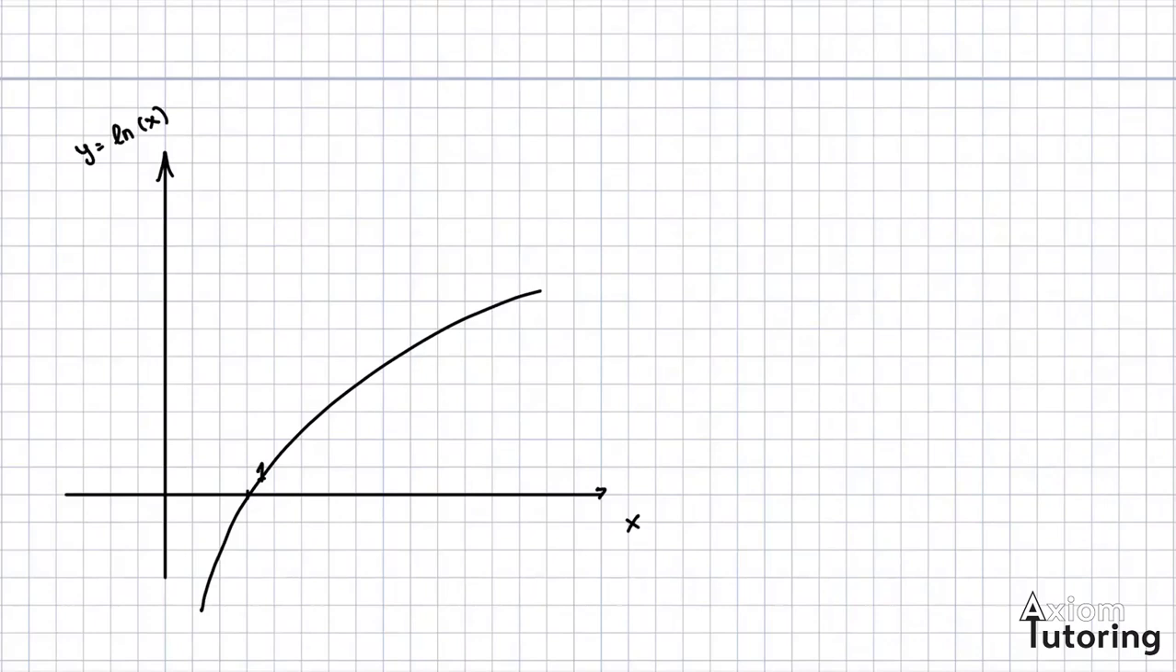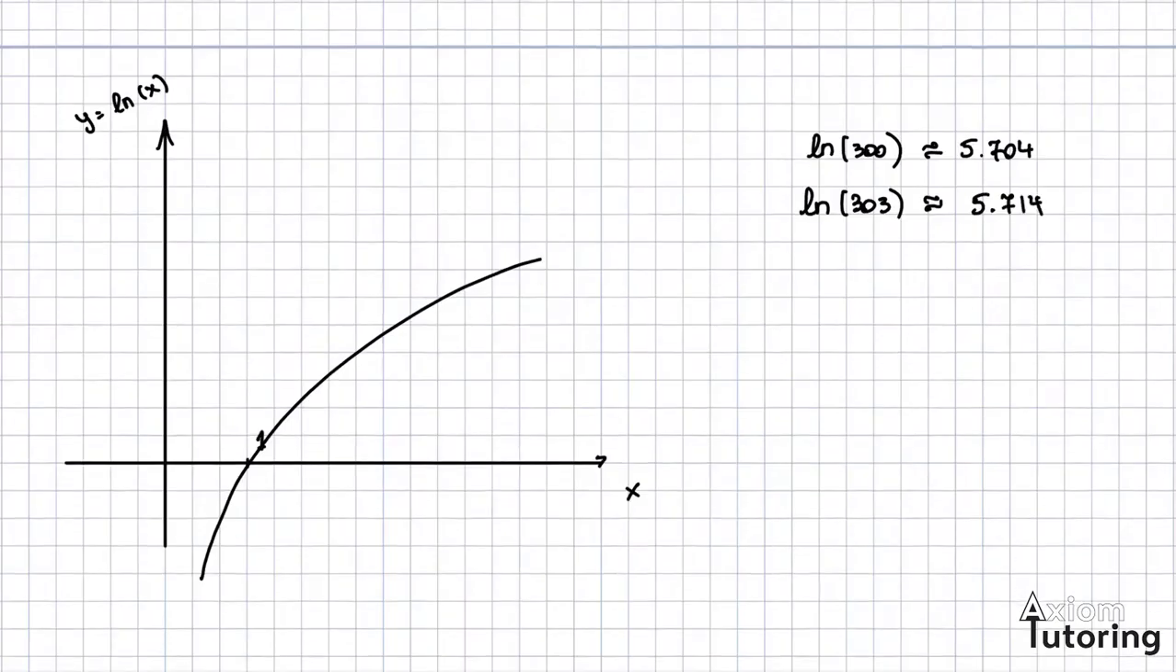So let's look into ln 300. If you use a calculator, you'll find out that ln 300 is approximately 5.704. And if you take ln 303, approximately, that is 5.714. If you take a few more numbers when you have your calculator out, you can check this for any numbers that you want, really.